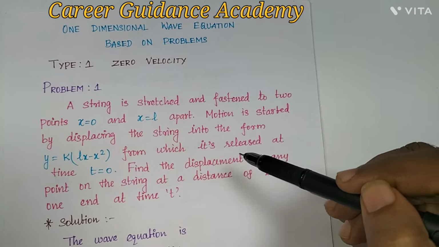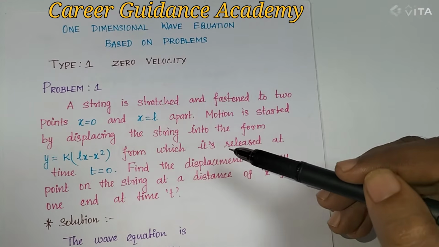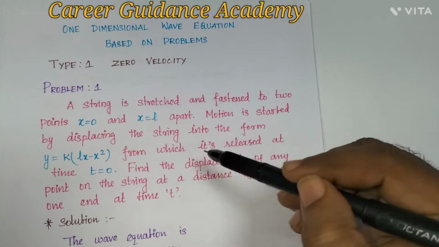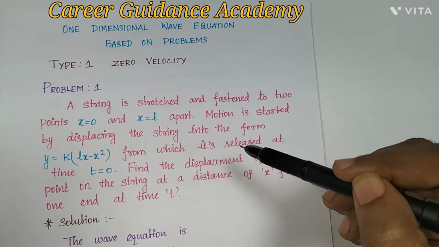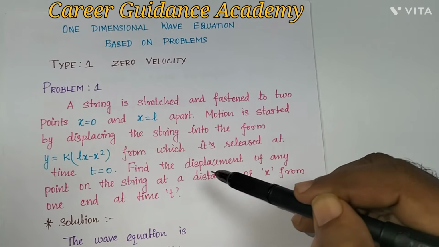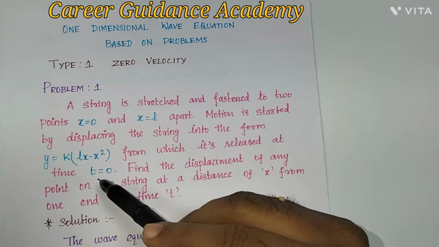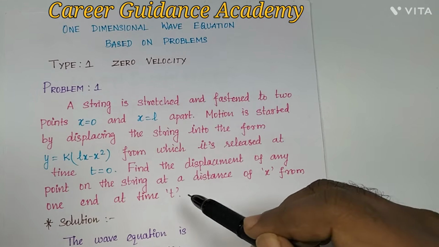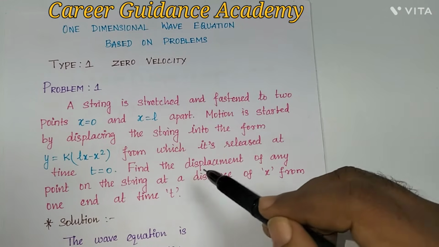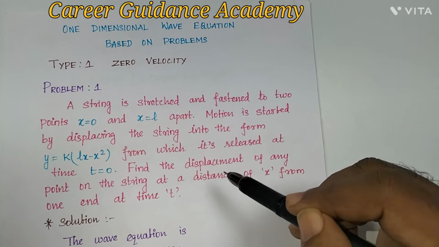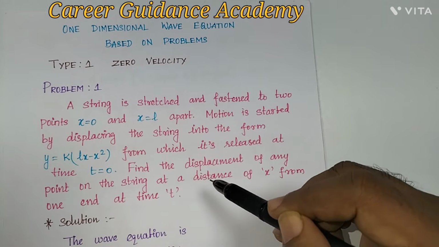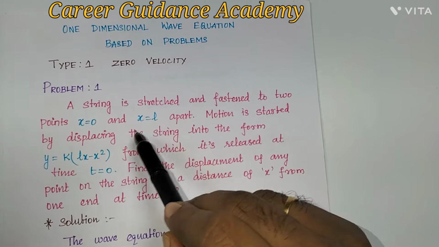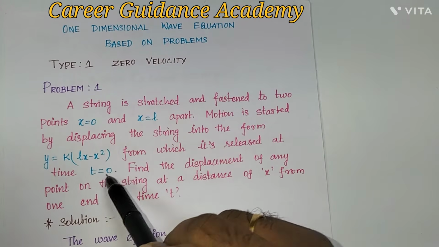First of all, we have to identify whether this problem comes under zero velocity or not. How to identify? Here they have not mentioned any velocity function. Velocity is not given, so it is zero velocity. Here they gave only the displacement of the string, that is y equal to k of (Lx minus x square). When time t equal to 0 the string is released, you may get some shape, and we are going to find the displacement for that shape. In the sum they gave the length x equal to 0 and x equal to L, and the shape also at time t equal to 0.